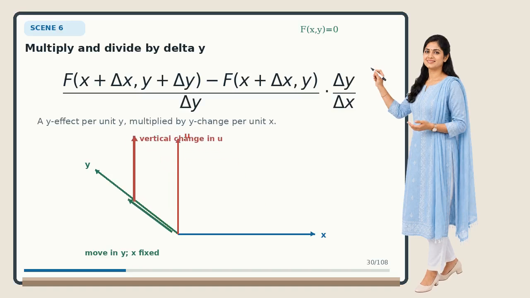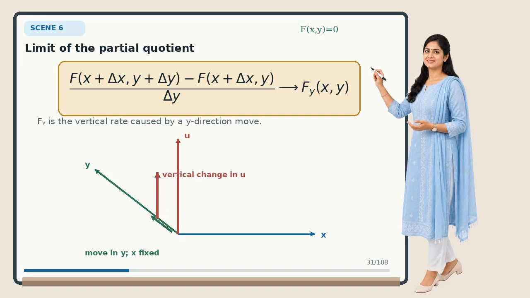After the total numerator has been divided by delta x, multiply and divide this y part by delta y. We now have the y partial quotient times the right delta y over delta x. As delta x and delta y tend to 0, the base point x plus delta x comma y approaches x comma y. Under continuity of the partial derivative, the first factor approaches f sub y at x comma y.